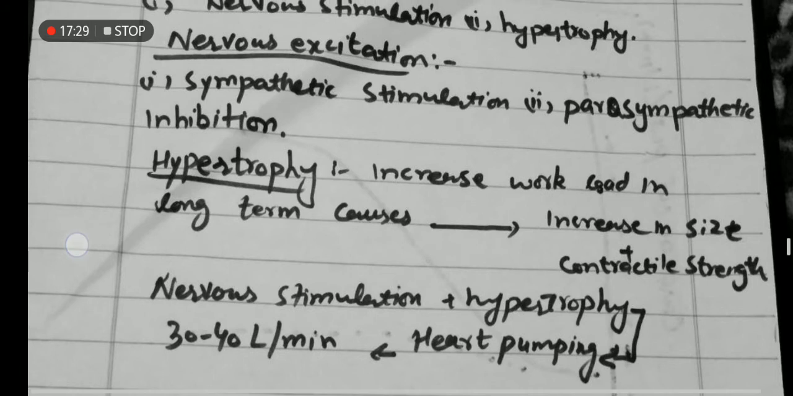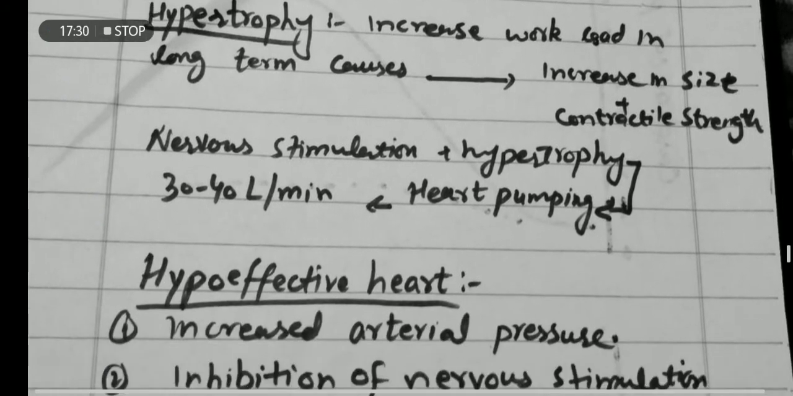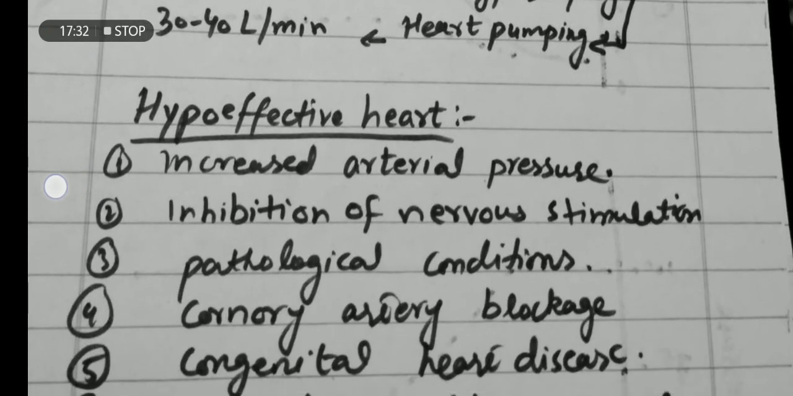मैराथन रनर्स या ऐसे लोग जिनके अंदर बॉडी एक्टिविटी ज़्यादा होती है उनमें ये आपको मोस्टली नज़र आएगा। उसके बाद है हाइपो इफेक्टिव हार्ट। Increased arterial pressure causes hypoeffective heart. Inhibition of nervous stimulation, pathological conditions, various infections in the body.